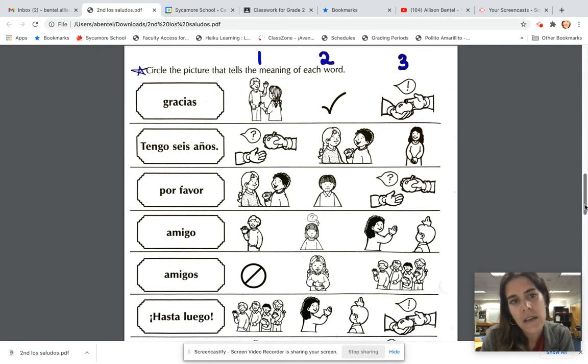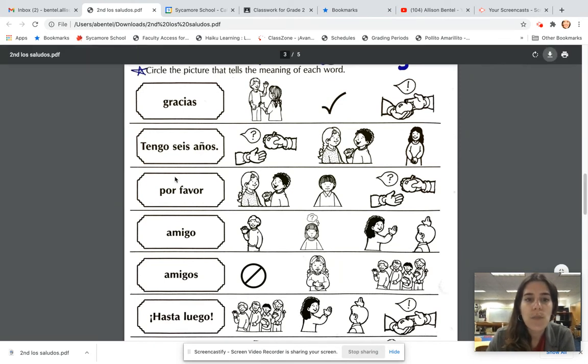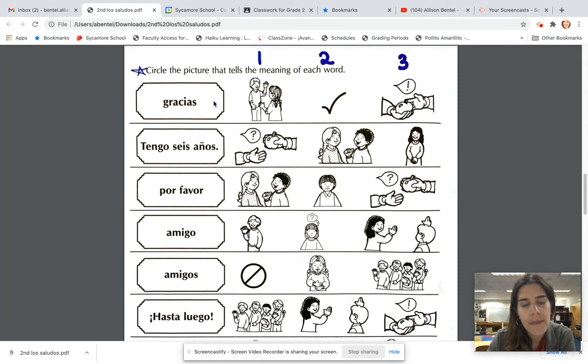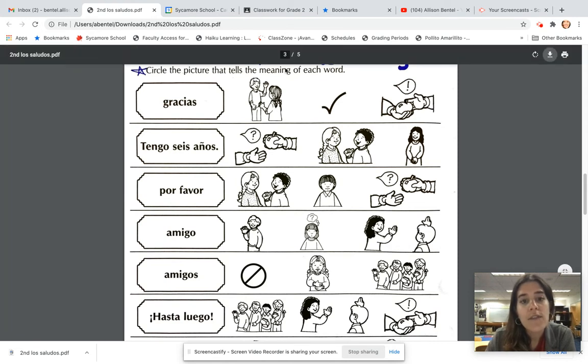listening practice. So what you're going to do is you're going to circle the picture that tells you the meaning of each word. So I'm going to say out loud the Spanish word that's over here on the left-hand side. You're going to listen, think about our practice, and think about what that means. And if you think the word I say out loud matches the first picture, you're going to circle it. Vas a circular. If you think the picture that matches is the second picture, you're going to circle número 2.